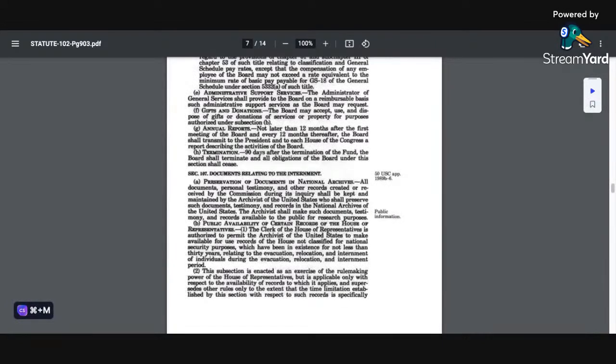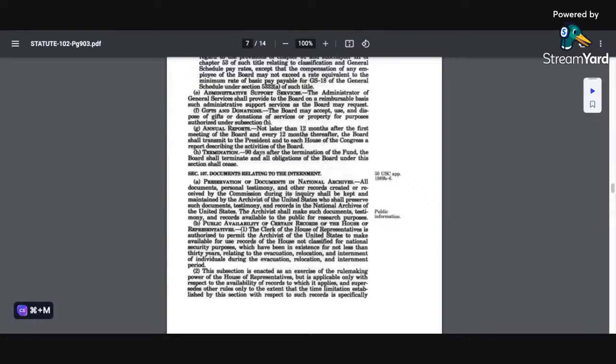E. Administrative support services. The Administrator of General Services shall provide to the Board on a reimbursable basis such administrative support services as the Board may request. F. Gifts and donations. The Board may accept, use, and dispose of gifts or donations of services or property for purpose authorized under subsection B.